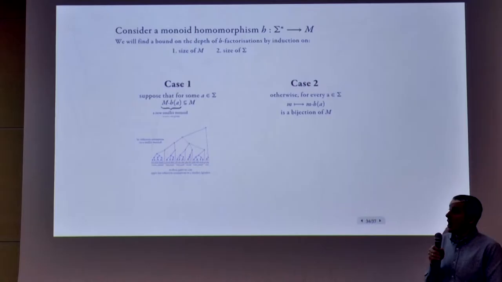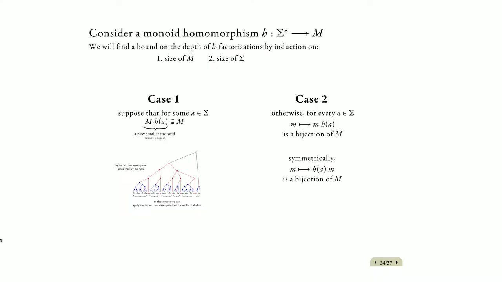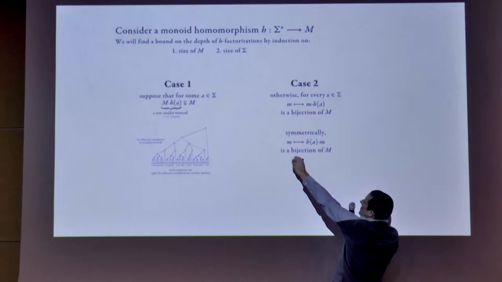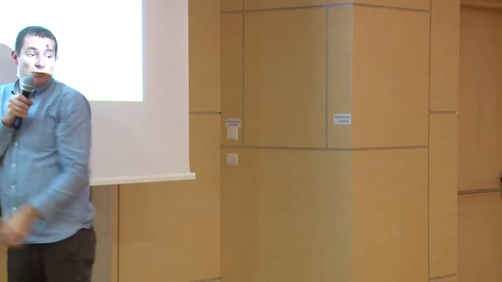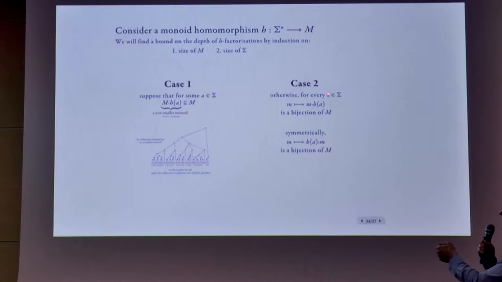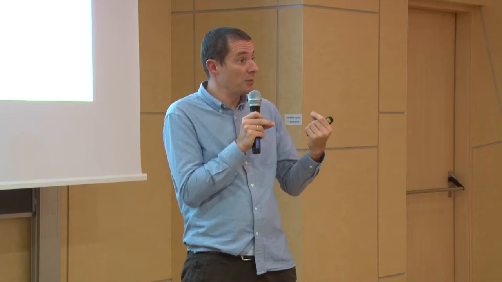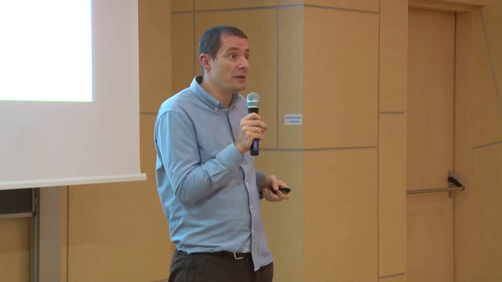Symmetrically, I could have applied case one with h of A being on the left. So for the same reason, I can assume without loss of generality that the opposite thing is also a bijection. Because otherwise, I could have applied the symmetric case. So that means that for every generator, multiplying to the right gives a permutation, multiplying to the left gives a permutation. This is true for every generator, so it's also true if you multiply two elements which have this property, it's also preserved under multiplying. So it's true for every element of the monoid.